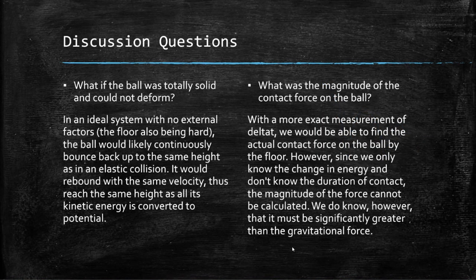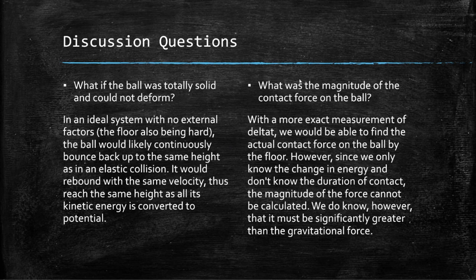Now for some discussion questions. What if the ball was totally solid and could not deform? In an ideal system with no external factors, like the floor also being hard and not deforming, the ball would likely continuously bounce back up to the same height, as in an elastic collision. It would rebound with the same velocity, thus reaching the same height as all its kinetic energy is converted to potential, and it would just do that over and over again forever.